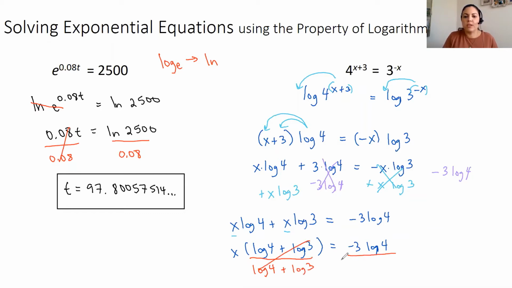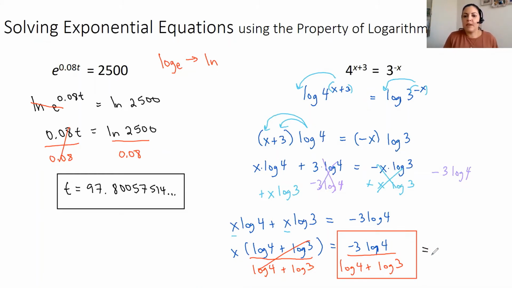So my solution is actually this entire expression. x equals negative 3 times log 4 divided by log 4 plus log 3. I know, it's a lot. And then we can type that into our calculator if we want to get an approximate answer. This is the exact answer.